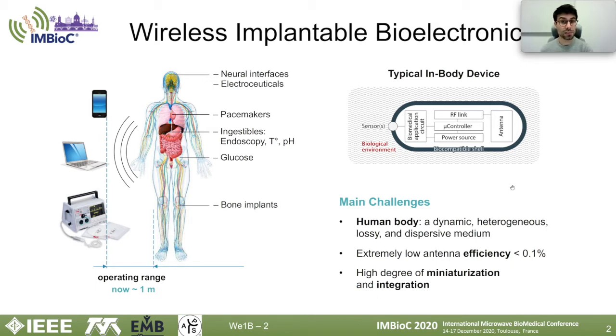However, we as the antenna designers face some major challenges here. Specifically, the human body is a very complex, dynamic, heterogeneous, lossy, and dispersive medium to operate in. This results in extremely low antenna radiation efficiencies. And from the packaging point of view, since we are interested in devices as small and non-invasive as possible, we deal here with very strong miniaturization constraints and dense integration.